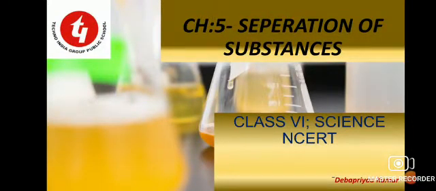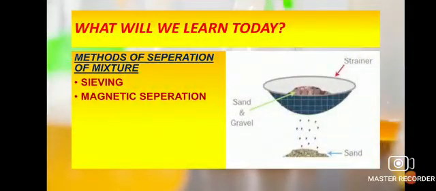So we are continuing with chapter 5, Separation of Substances. This chapter is from your NCERT book. Let's see what we are going to learn today. Today we will be learning about two new methods of separation of mixtures. As we are continuing with the different methods of separation of mixtures, the two methods are number one, sieving, and number two, magnetic separation.